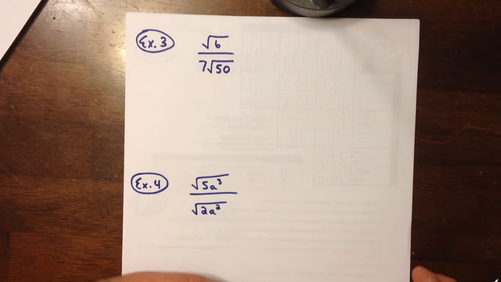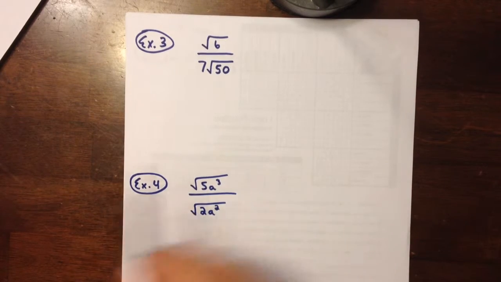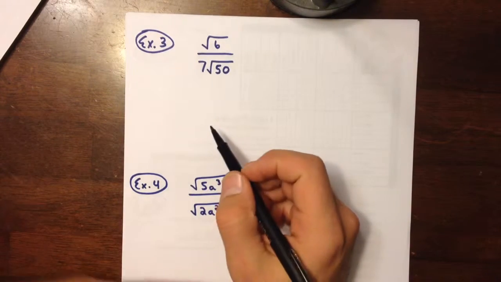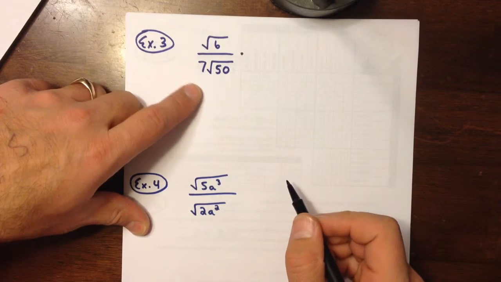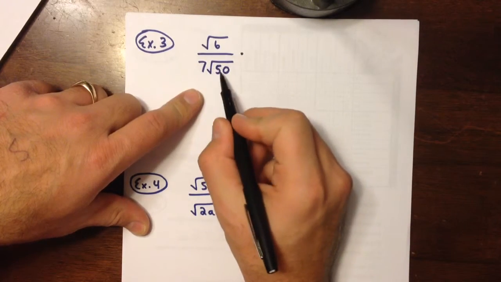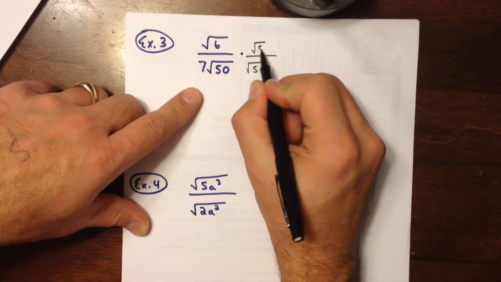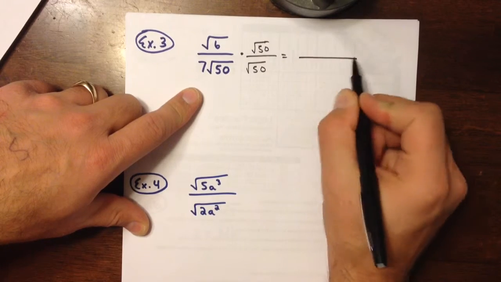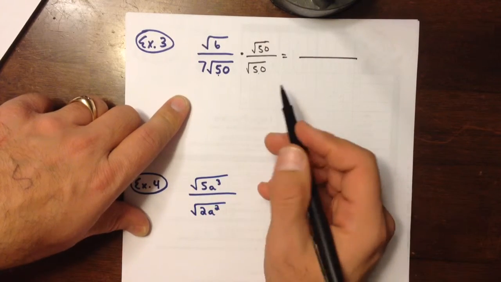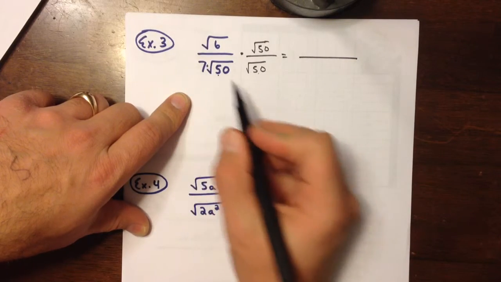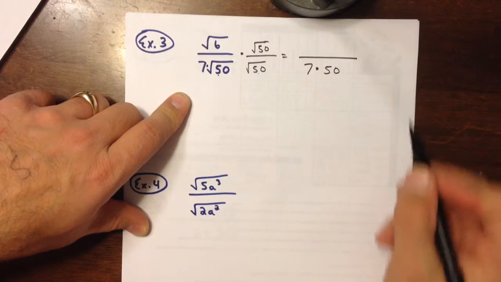Okay, this is the second video of dividing radicals. The first one here, example 3, we're going to rationalize right off the bat. So to get rid of radical 50, I multiply by radical 50. Again, radical 50 times radical 50 is just 50. Now there's a 7 out front, so that's going to be 7 times 50.